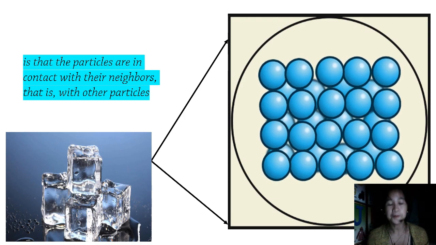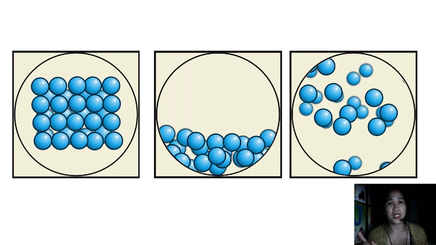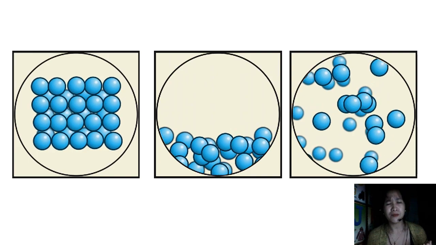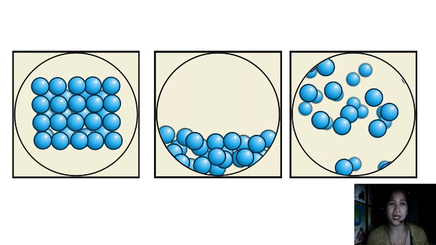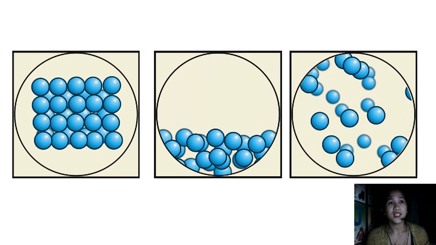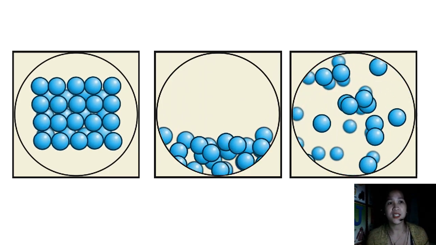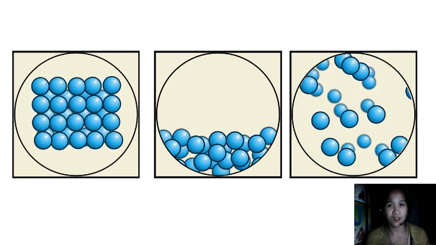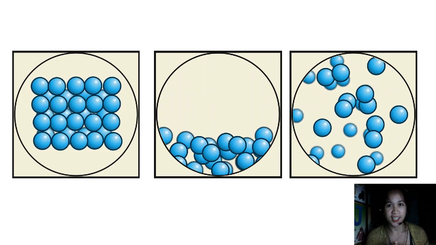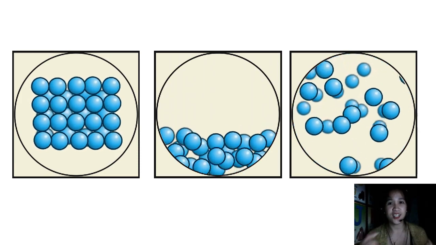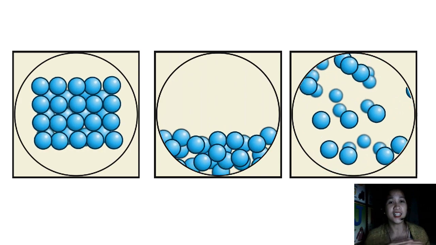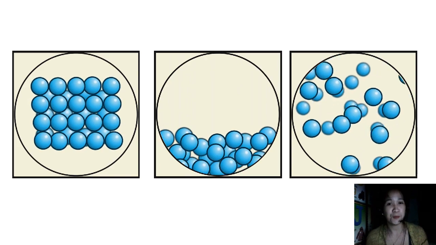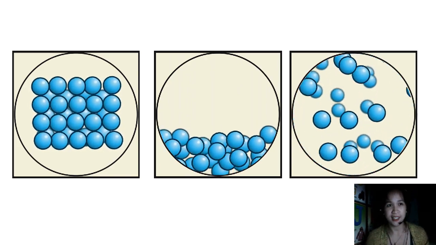Okay, got it? Yes, there are other properties that you will learn in grades 9 to 12 that will be useful for distinguishing among the states of matter. So, in general, the three states of matter differ because of the arrangement and motion of the particles in each state. Take note of that, guys.